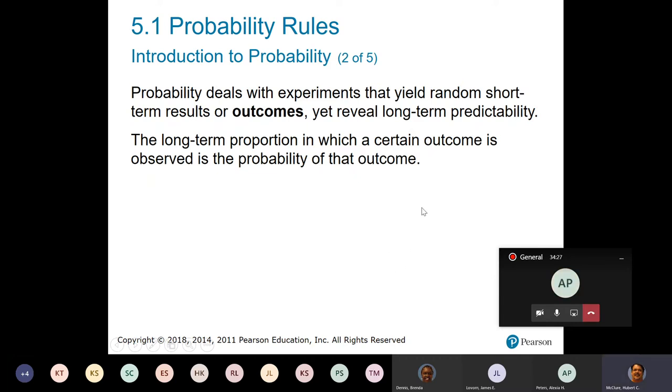Probability deals with experiments that yield short-term results or what? Outcomes. If I flip a coin, what ends up on that coin is called an outcome. Write that down. Okay, an outcome, flipping a coin. The outcome is heads or tails.